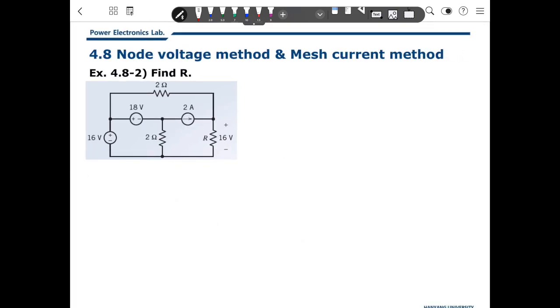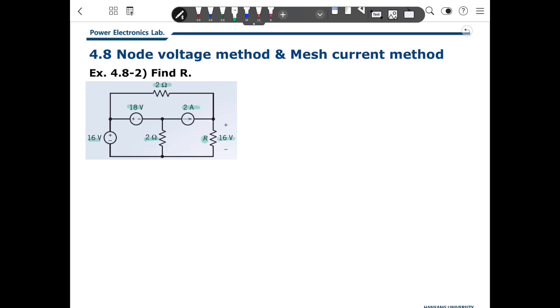This is another example. This indicates there are mixed voltage source and current source. So we should find R. In this case, I will choose the node voltage method here. First we need to analyze the circuit: the 2 ohms here and 2 ohms here, 12 volt and 16 volt, and a 2 ampere independent current source. These are our values, and the voltage here is 16.